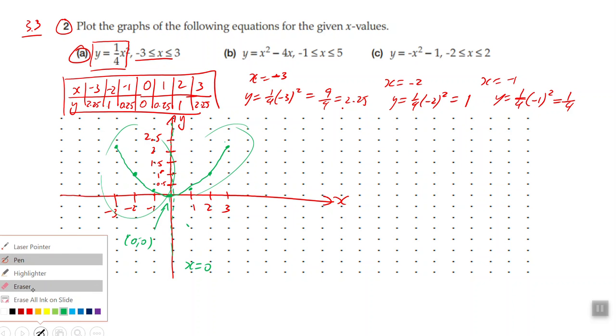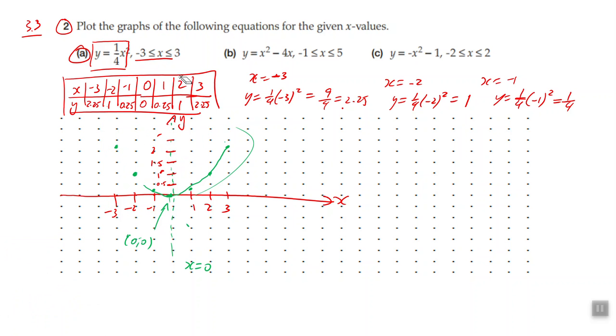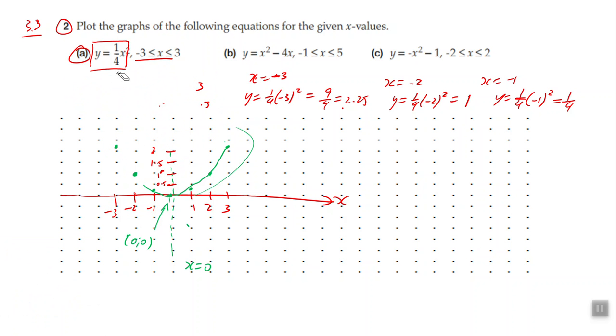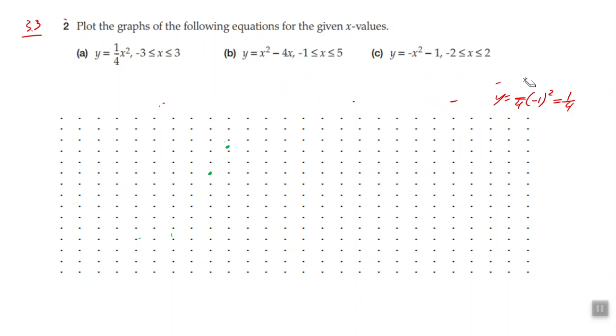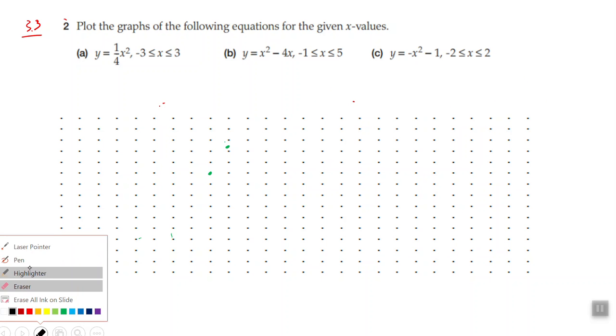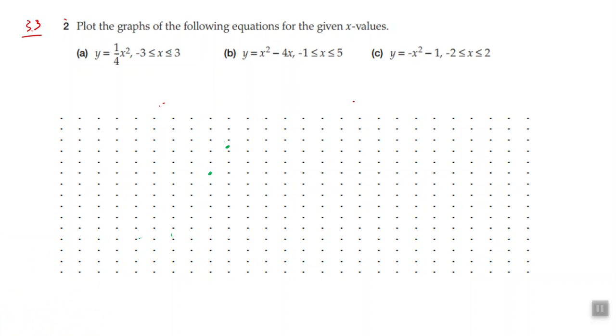Let's do 2 part B very quickly. So I'll rub everything up. We're going to have to draw another table of values. For part B, this is a bit more tricky because it doesn't say to draw a table of values from -3 to 3. We're going from -1 to 5.